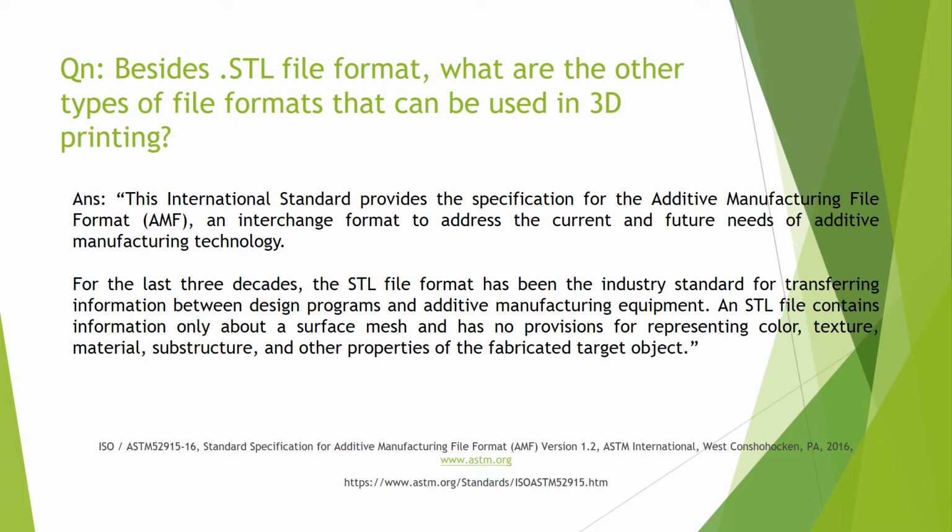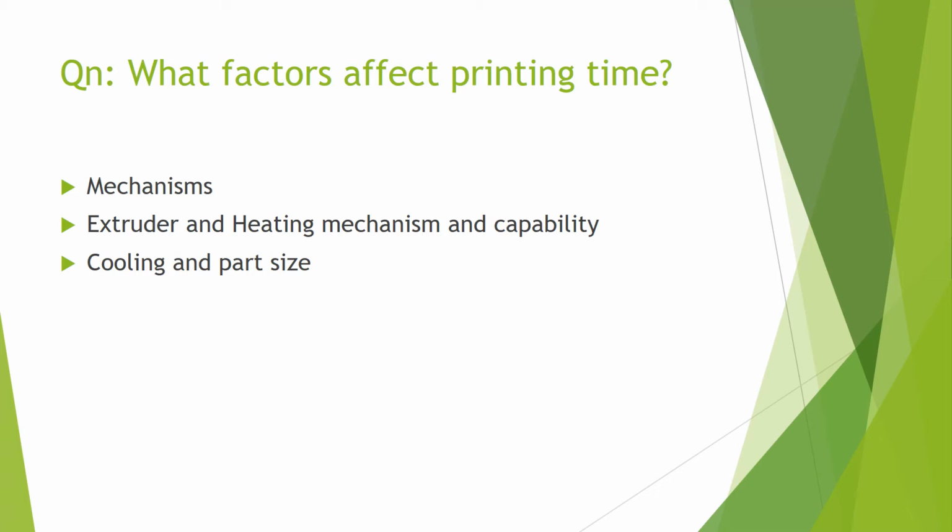So the next question was, what are the factors that affect printing time? Off my head, there are probably three factors. Basically, it's the mechanism that your 3D printer uses, the extruder heating mechanism and its capability, the cooling rate, and part size. So in the next few slides, I'll explain these factors.